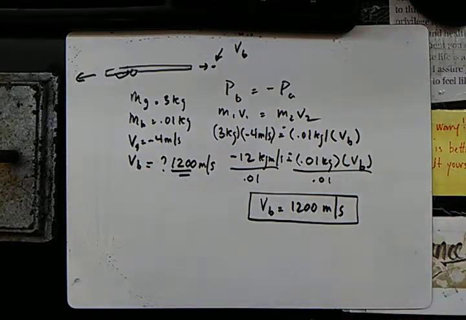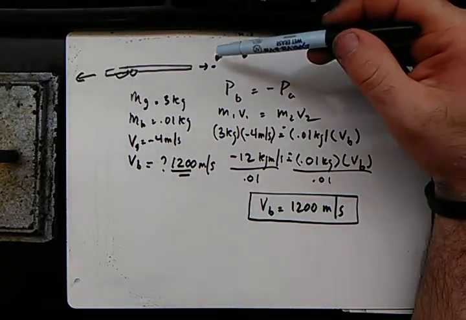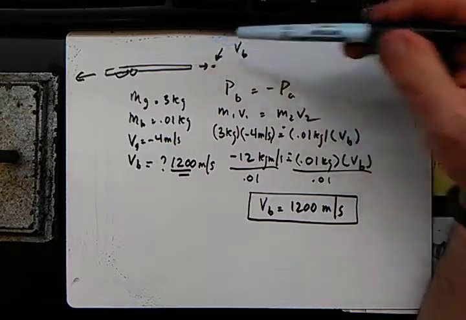I think it's pretty cool that we can take our conservation properties and relate them to how fast the bullet's coming out of a gun just based on the recoil velocity of that gun.